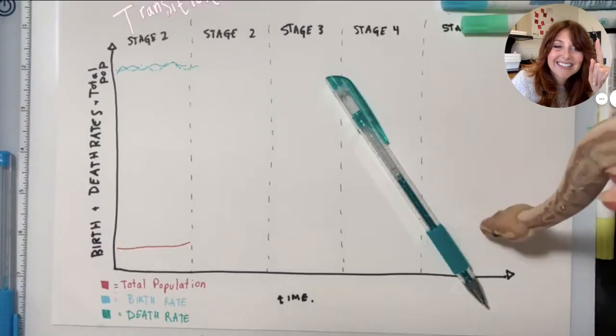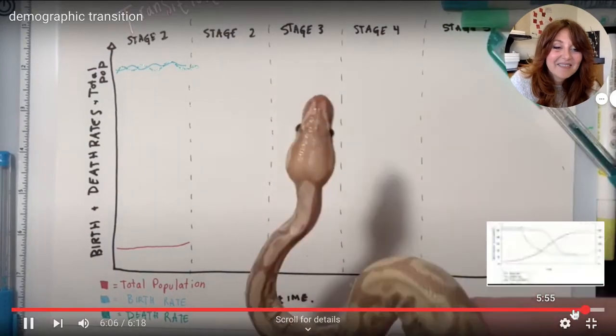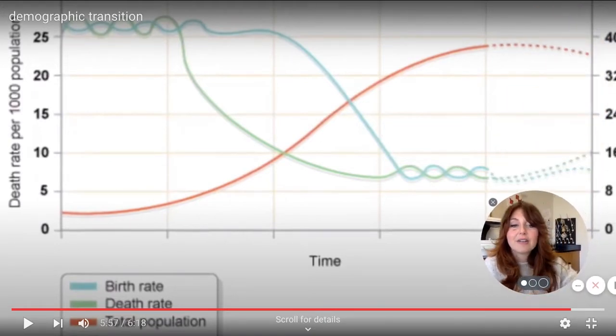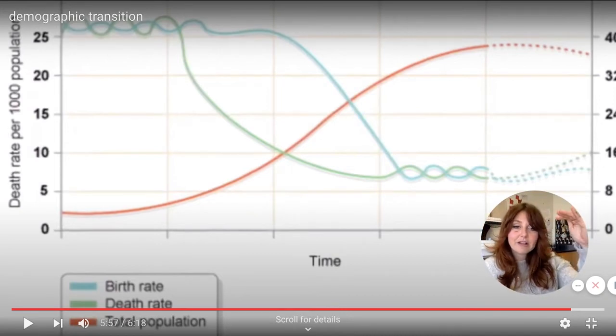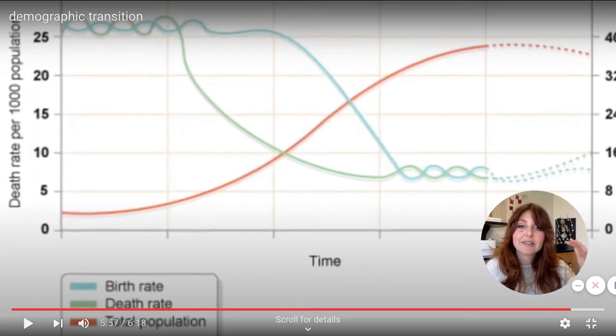Oh, here's my snake. I'm going to go back. So let's take a look. This is what our final graph should look like. We have in this society here very high birth, very high death, low population. For thousands of years the earth existed this way. Human population existed this way.